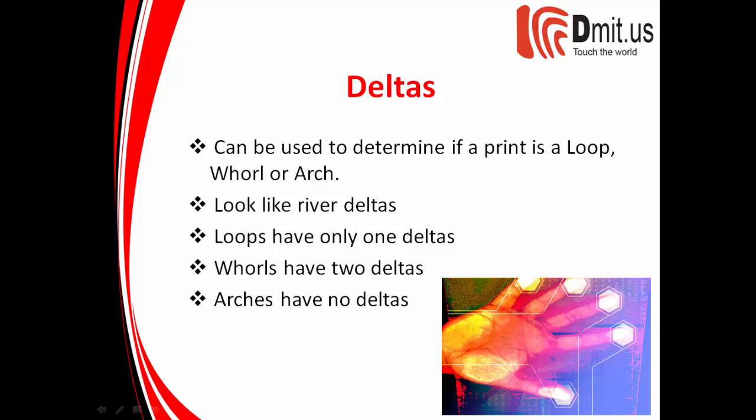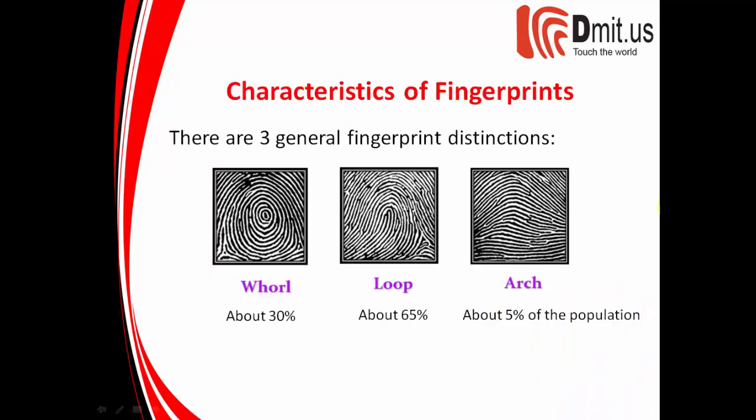Now, if we were to go back and look at our diagram up here, when I look at the whorl, here is a delta, and here is a delta. It's an area where the ridges actually converge and create kind of a triangular shape. Now, on the loop, where would you identify the delta? Hopefully you indicated right here, opposite of where the loop forms.